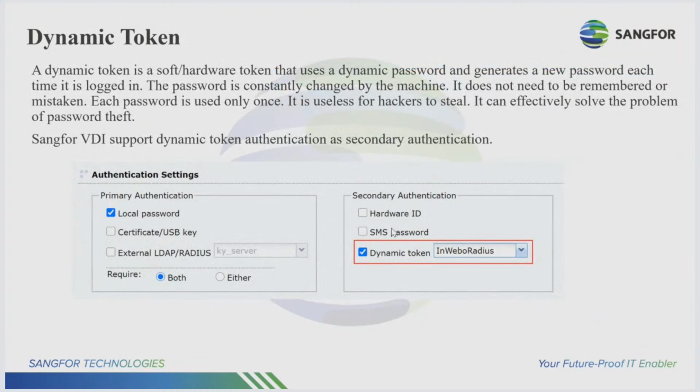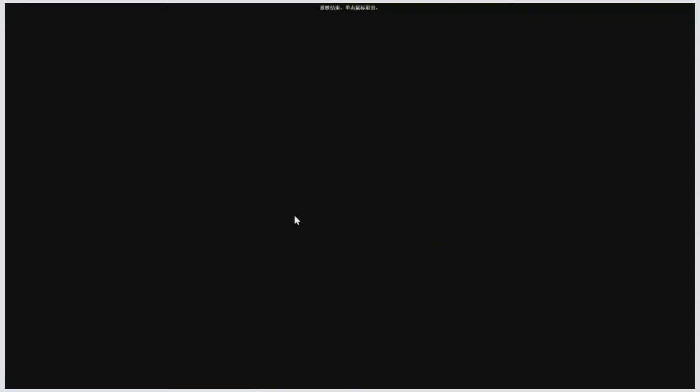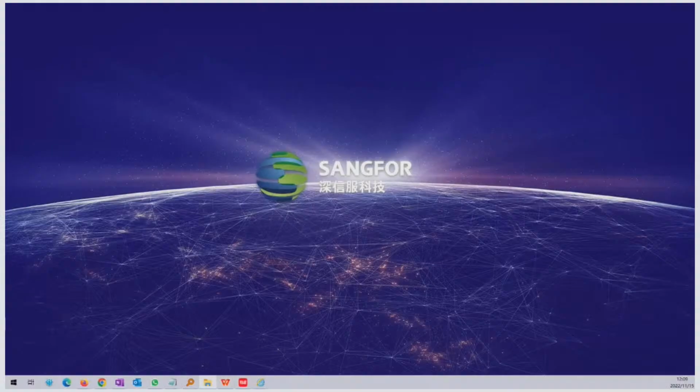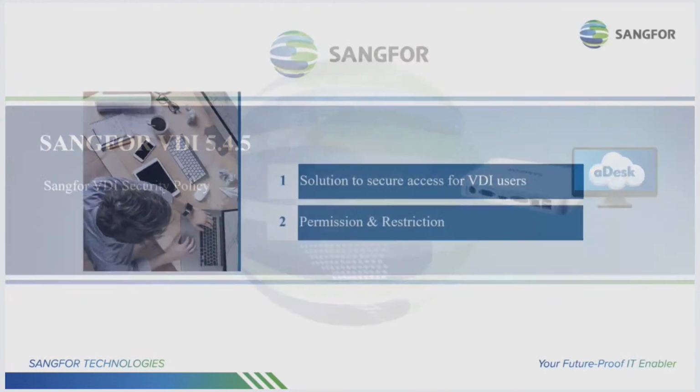And dynamic token, the configuration is similar. You just choose a different authentication method. Okay, this is authentication. And the next part is we do the security policy. We set the security policy.